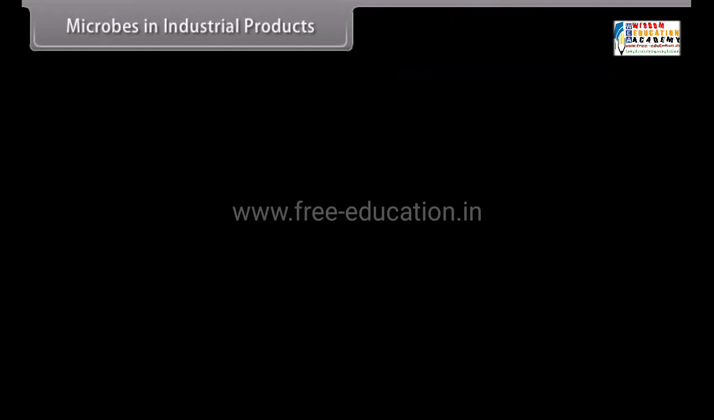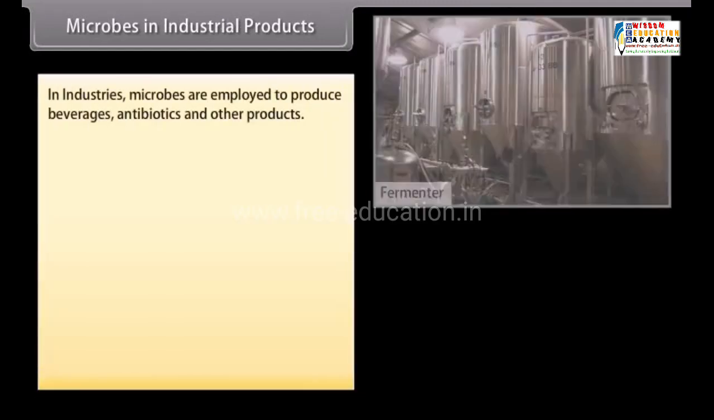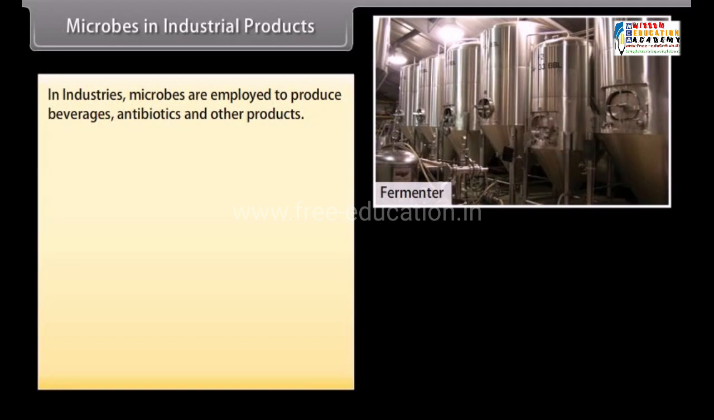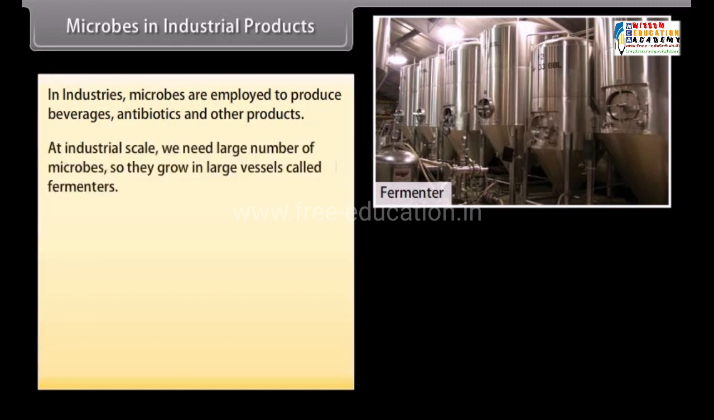Microbes in industrial products. In industries, microbes are employed to produce beverages, antibiotics, and other products. At industrial scale, we need a large number of microbes, so they are grown in large vessels called fermenters.